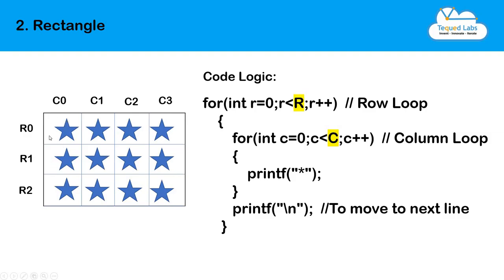So whenever you print the first particular row and the column loop gets terminated, it is going to execute the new line character, and the iteration will start from the next row: C0, C1, C2, C3, new line, then move on to different row, print, and move on to different row, exit. So this is the complete code logic to print a rectangle pattern.